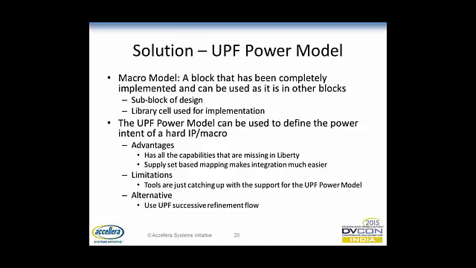If we use the macro model, the advantages are that we can have all the capabilities which are missing in the Liberty as of now, and supply set based mapping makes integration much easier, unlike defining the connect supply command now. But the problem is tools are not supporting them natively, and they are in just catching up mode. So as an intermediate step, what we have proposed is successive refinement, which eventually leads to the use of power models once they are supported.